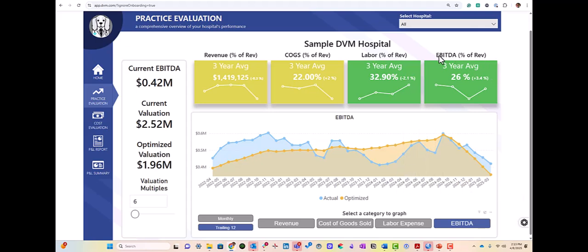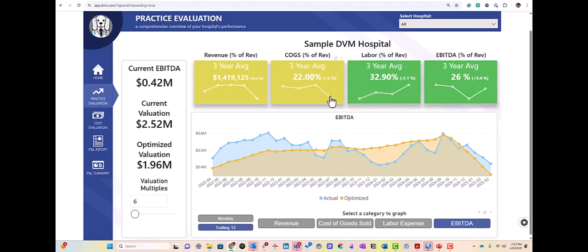Up here, you get 3-year averages of what's going on in your hospital. So this hospital is doing 26% EBITDA, which is fantastic. So it's over the 23 mark, so they get a green box. Anytime you hover over one of these dots, it'll actually give you your actual. So in 2021, they were closer to 29% EBITDA, which is fantastic. Labor, they're doing a really good job at controlling their labor as well. So the 3-year average is about 32.9, which is about 2 points under where we want to see it. You can actually see what the target is and what they were by year.